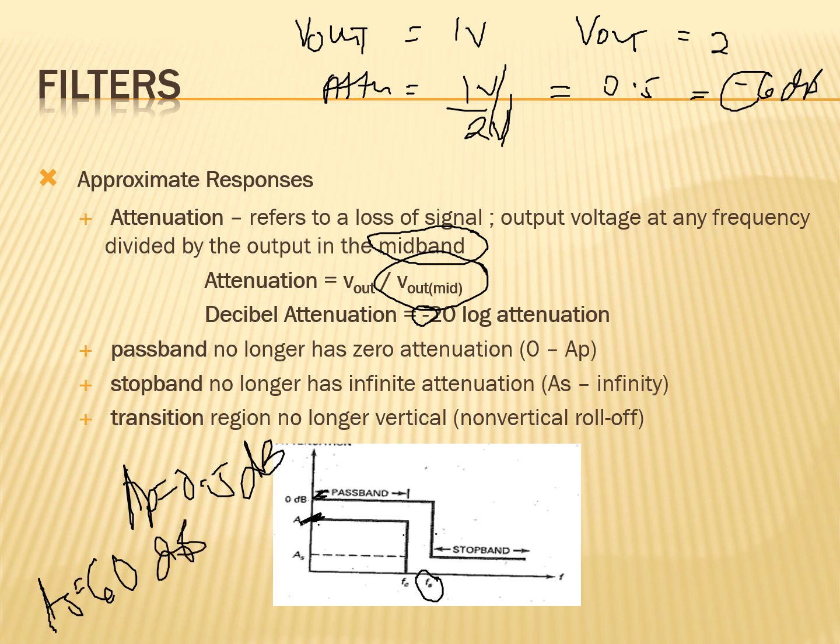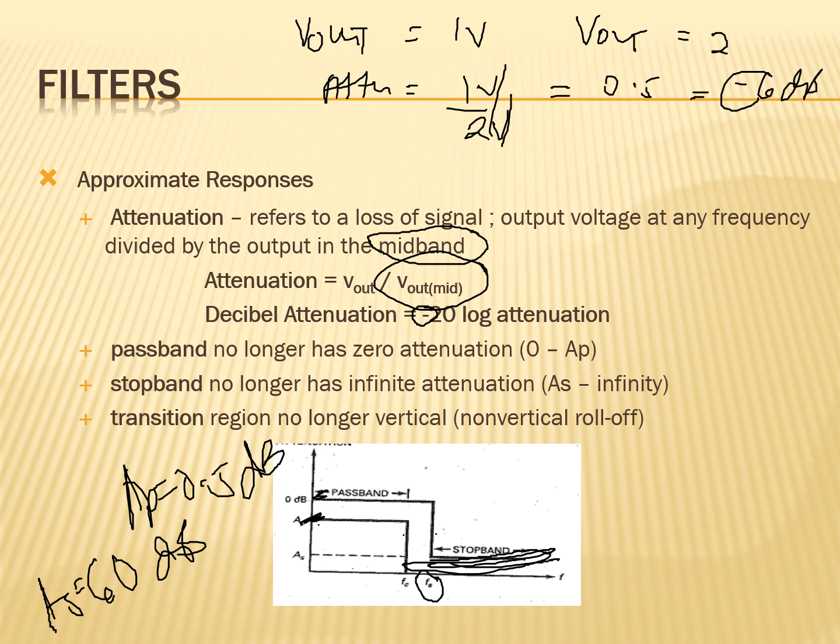Okay, so as you can see, it is no longer infinite attenuation. Okay, so what do we mean by that? If we have 60 dB, so we are accepting an attenuation of 60 dB or more in the stop band. So it is no longer equivalent to infinite because that is the ideal value.